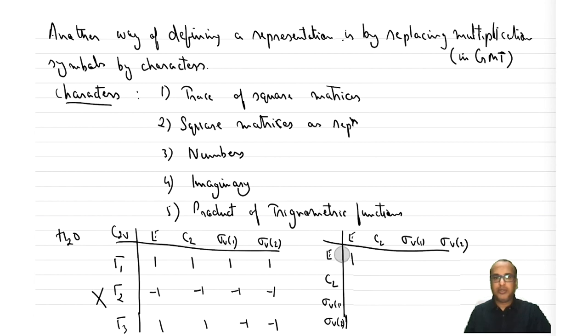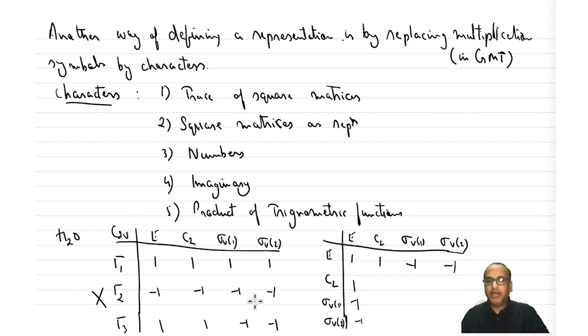Okay, so let's say now if we do E into E, E into E will be 1 into 1, which will be 1. C2 into E will be 1 into C2, which will be 1. Sigma V1 is -1. Sigma V1 into E will be -1. So it does follow. And similarly here, this will also follow. So now if you calculate the rest of the products also, you will see that it will follow all the products nicely using this.